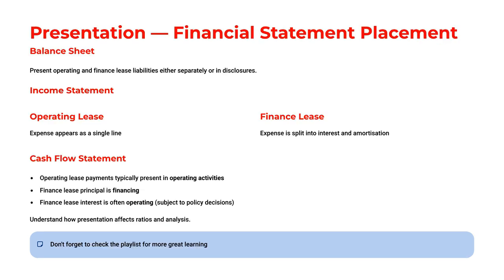Presentation, financial statement placement. Present operating and finance lease liabilities either separately or in disclosures. Operating lease expense appears as a single line. Finance lease expense is split into interest and amortization. Cash flow classification. Operating lease payments typically present in operating activities. Finance lease principal is financing, while finance lease interest is often operating, subject to policy decisions. Understand how presentation affects ratios and analysis.